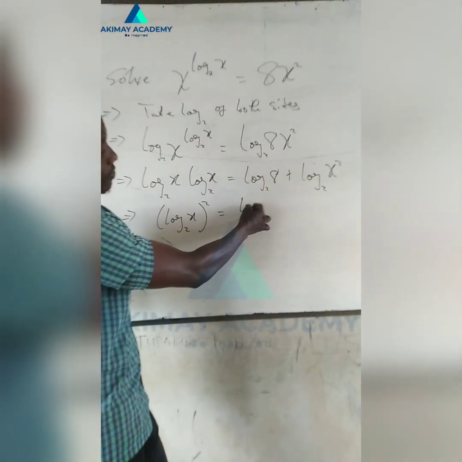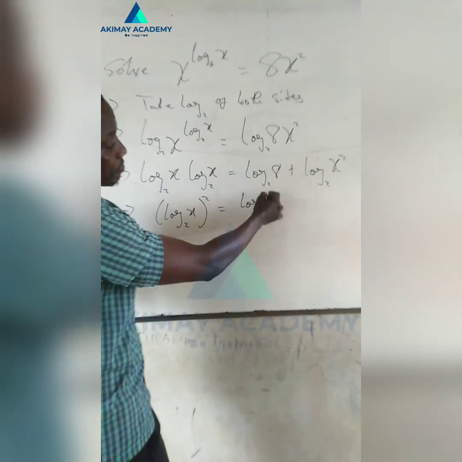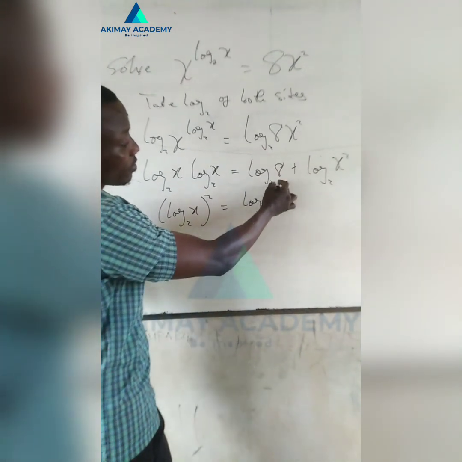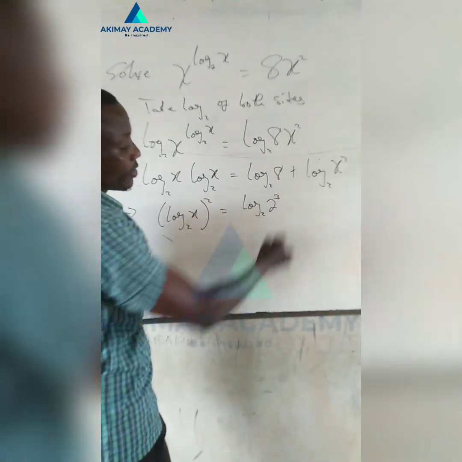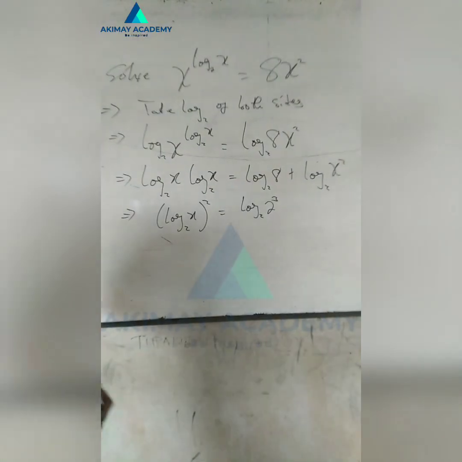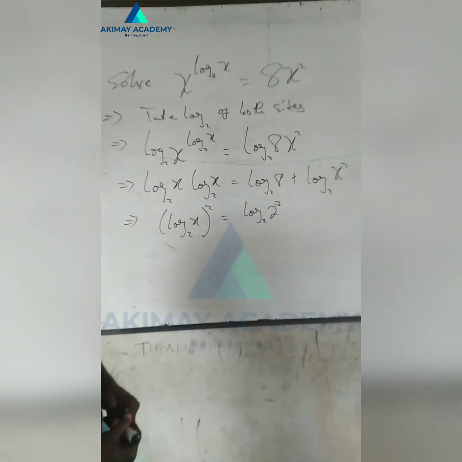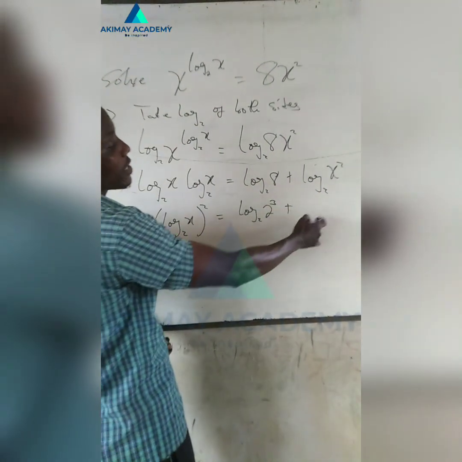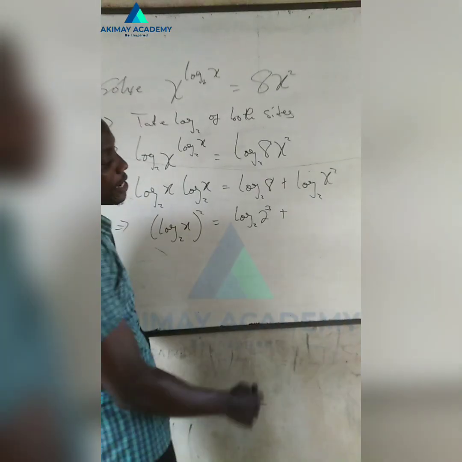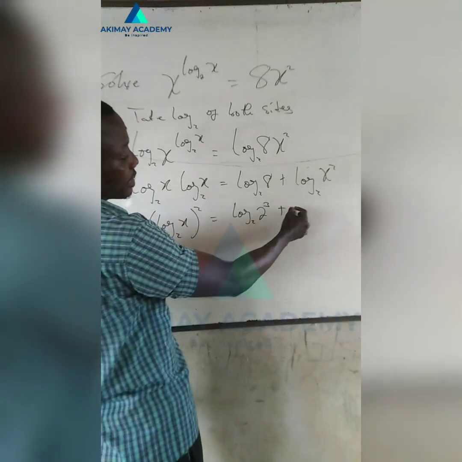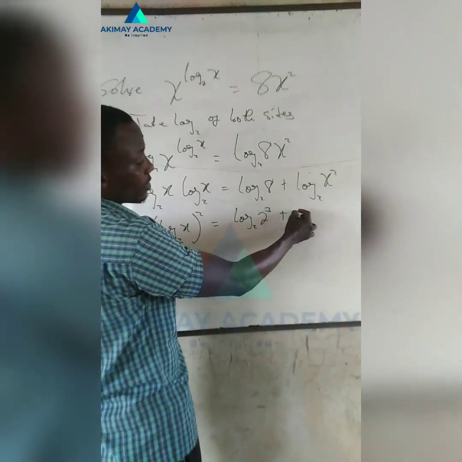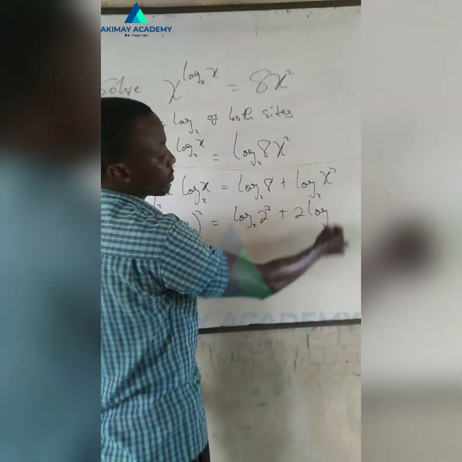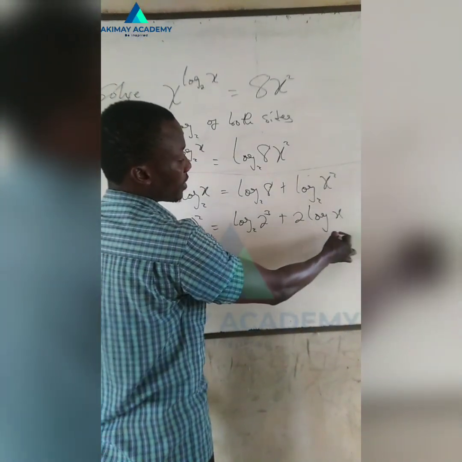Okay, and this will give us, here we can split it. We have 2 exponent 3 will give us 8. So we can use log 2 exponent 3, plus over here, this exponent will come back to multiply our log as we stated earlier. We have 2 multiplying log x to the base 2.